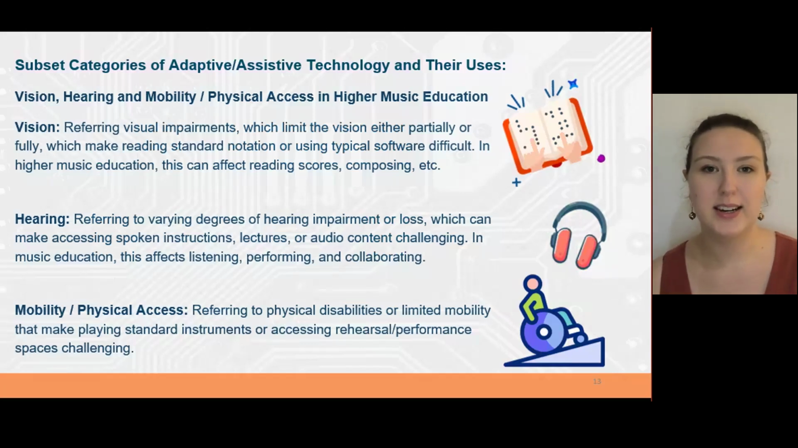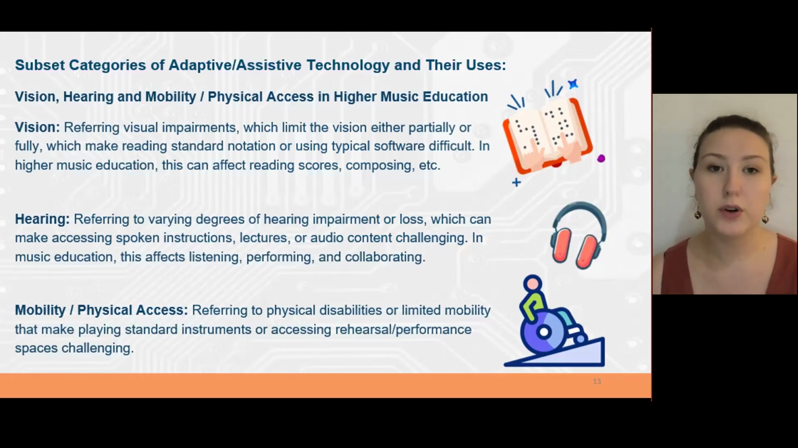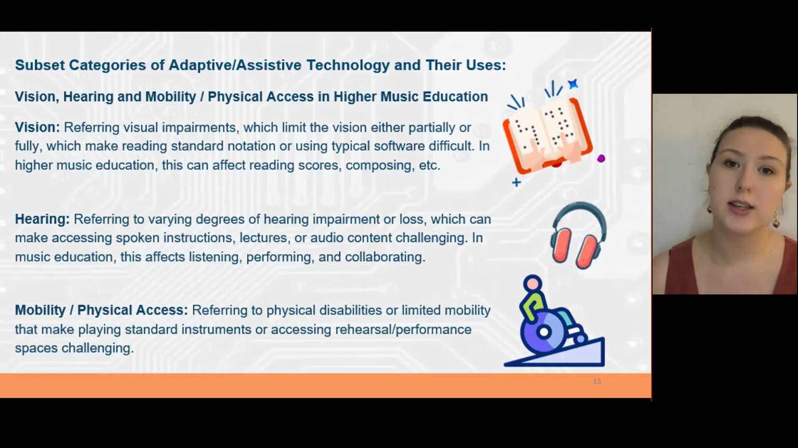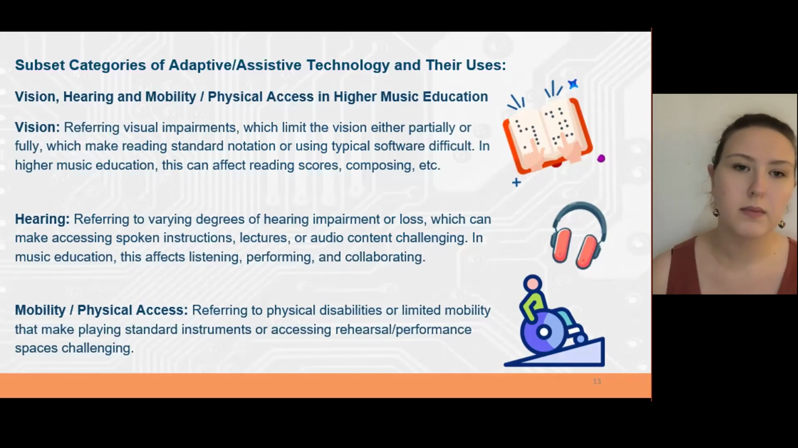Other subset categories are those of vision, hearing, and mobility and physical access in higher music education. Vision, referring, of course, to visual impairments and limitations, which may limit the vision either partially or fully, which make reading standard notation or using typical software difficult or impossible. In higher music education, this can affect various areas, score reading, composing, etc.